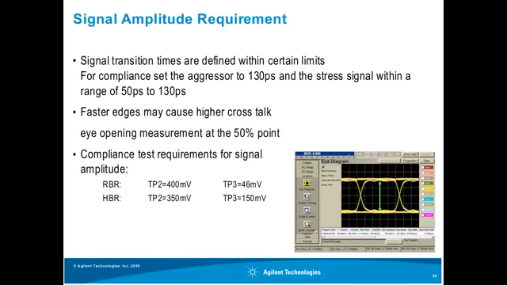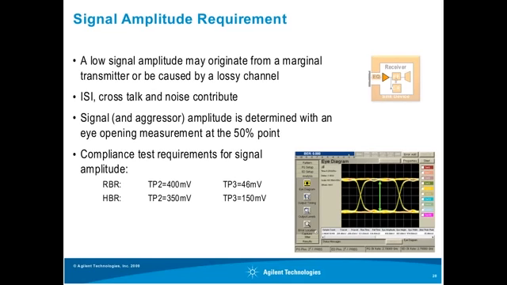The signal amplitude requirement is to calibrate using the eye opening at a 50% point, and this is a pretty clean eye. Usually in receiver tests, this would look much worse. This is only for illustration purposes. And there are different calibration requirements in compliance for reduced bit rate and high bit rate, and test point 2 and 3. So you see these eye openings are quite different.